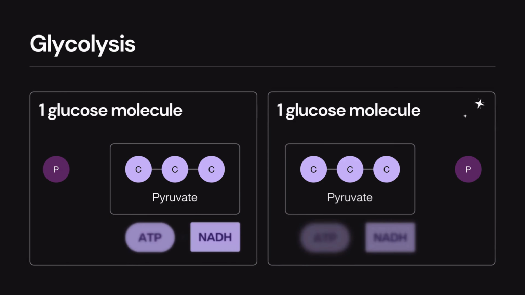In the end, each molecule of glucose produces 2 pyruvate molecules along with a net gain of 2 ATP and 2 NADH. If oxygen is present, the NADH enters the electron transport chain to regenerate NAD+ for glycolysis. If oxygen is absent, NADH is converted back into NAD+ through fermentation.